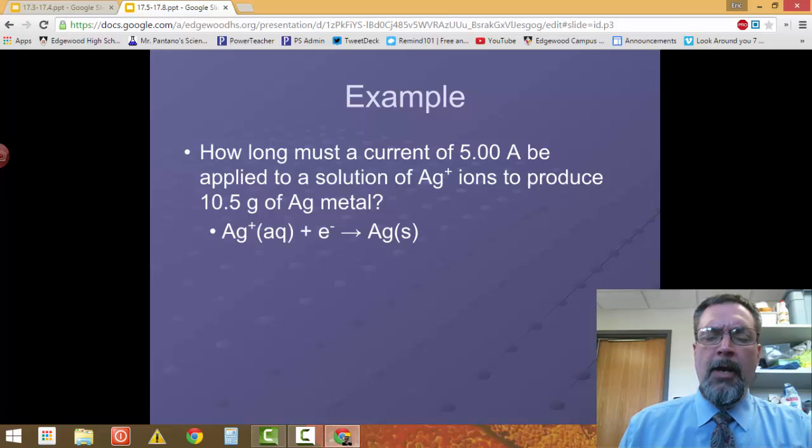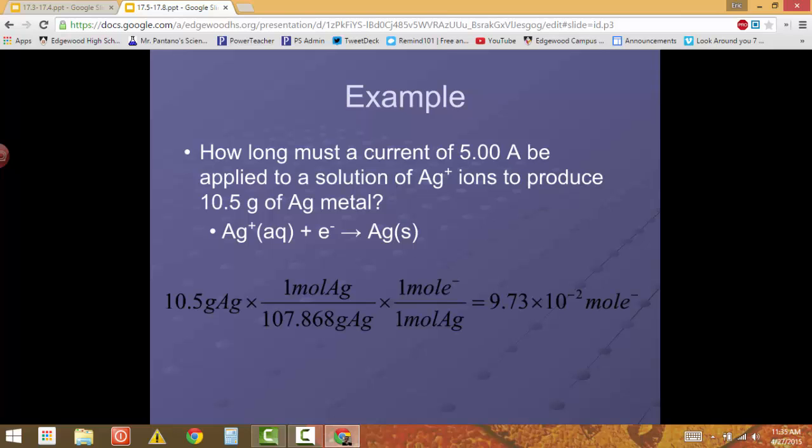There's my half reaction. That's the reaction that I need. For every mole of silver ions, I need a mole of electrons, and I'll produce 1 mole of silver. So I want 10.5 grams of silver. The first thing I want to know is how many moles of silver that is, so I use the molar mass. Then, according to my balanced half reaction, for every mole of silver metal I want to produce, I need a mole of electrons. So that means that I need 9.73 times 10 to the negative 2 moles of electrons in order for this to work.